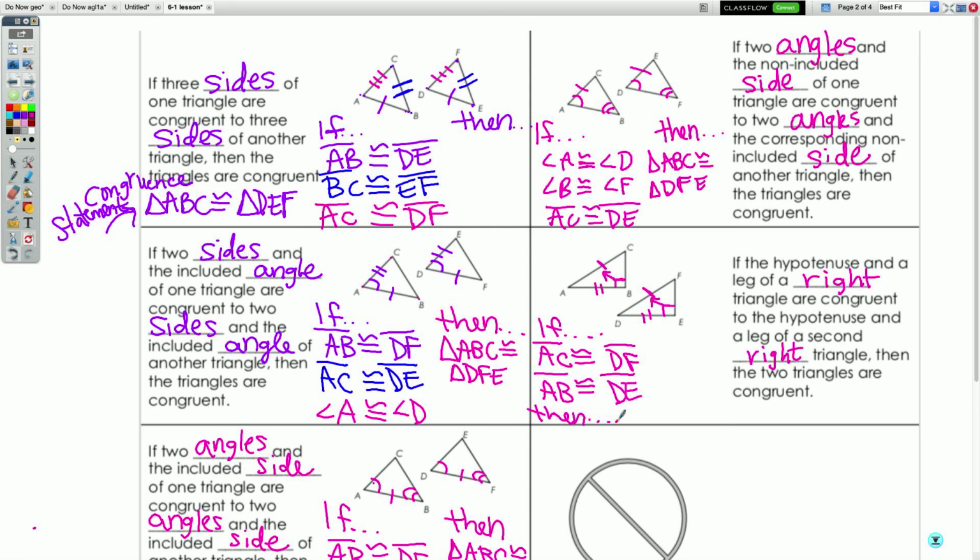So I would say then triangle, I'm going to do a hard one, CAB. Go ahead and finish that. What would CAB be congruent to? Did I throw you off? Raise your hand if you think you know how to finish that one. CAB. FDE. Good. Triangle FDE.